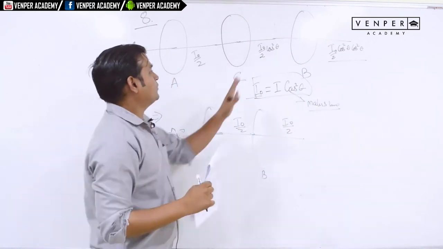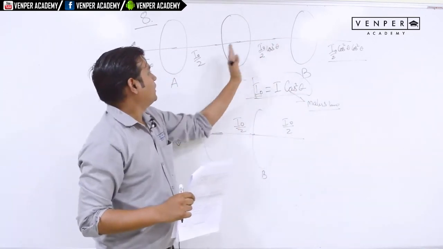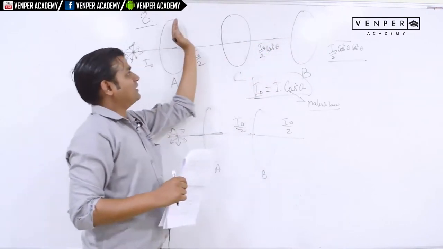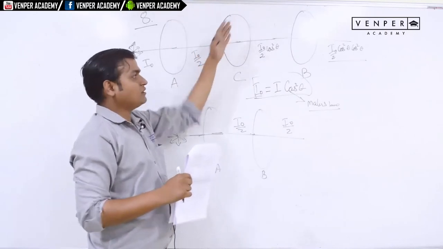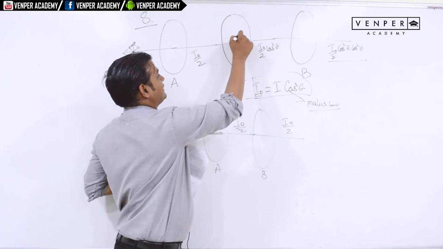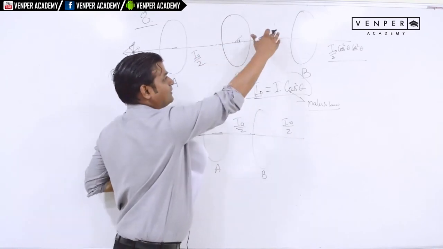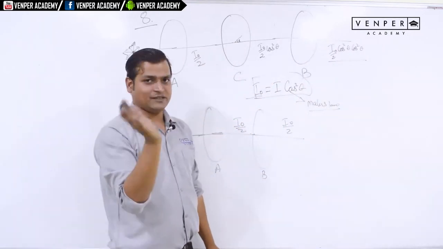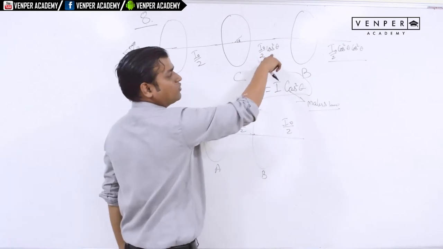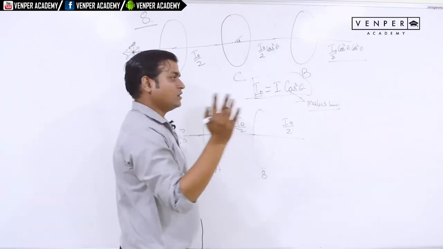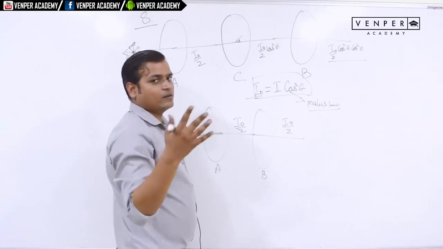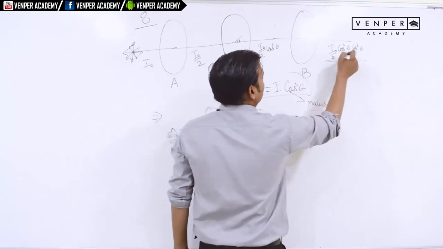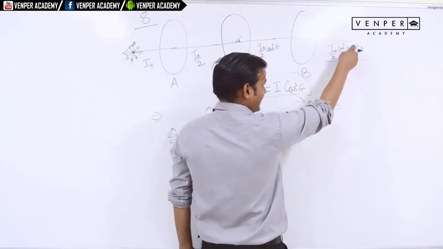So from Malus's law, what you can say is that the output here will become I naught upon 2 cos square theta. Now because these two are parallel, if the transmission makes angle theta with this one, it will again make the same angle. Actually, in case of alignment, it will make minus theta, but because here it is cos square, minus theta will also become plus only. Also, cos is an even function, so cos of minus theta is also cos theta only. So here again it will become I naught upon 2 cos square theta, again cos theta.